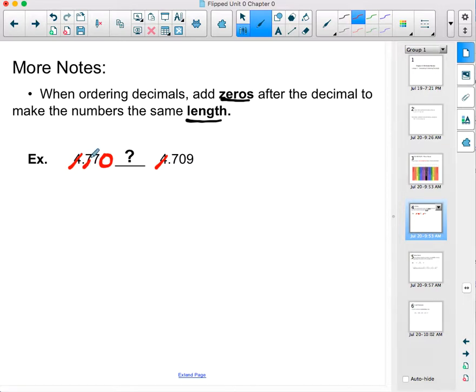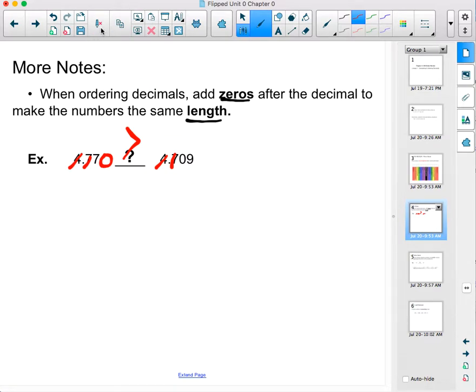We've got a 7 and a 7. They're the same digit, so I can move to the hundredths place. In my hundredths place, I have a 7 here. I have a 0 here. Well, 7 is greater than 0, so that must mean that my first number is greater than my second number. So that's one way to do this, digit by digit, place value by place value.